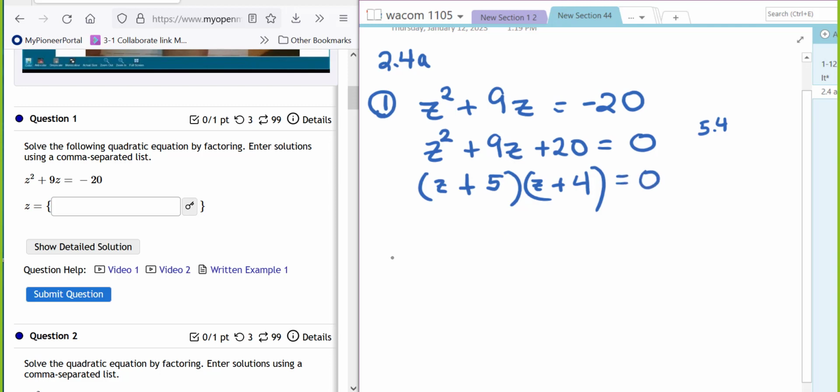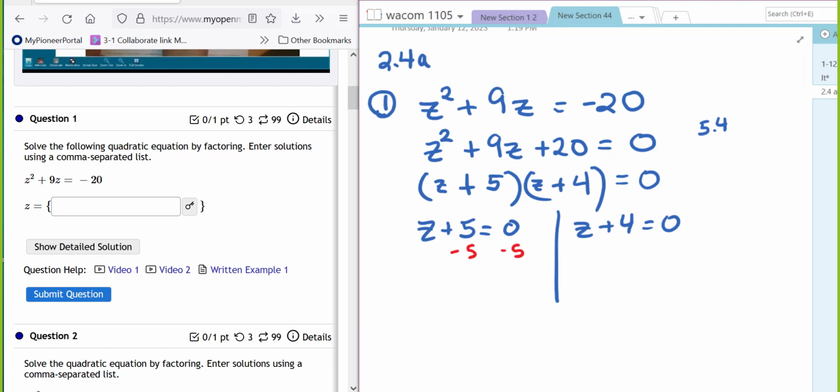And then with the zero product law, once you have a multiplication here, so a product, you set each piece equal to 0 and solve. So for the first one, we are going to subtract 5, so we have z equals -5. And this one we will subtract 4, so we have z equals -4. Two answers. So normally we would put these in braces, -5 and -4.